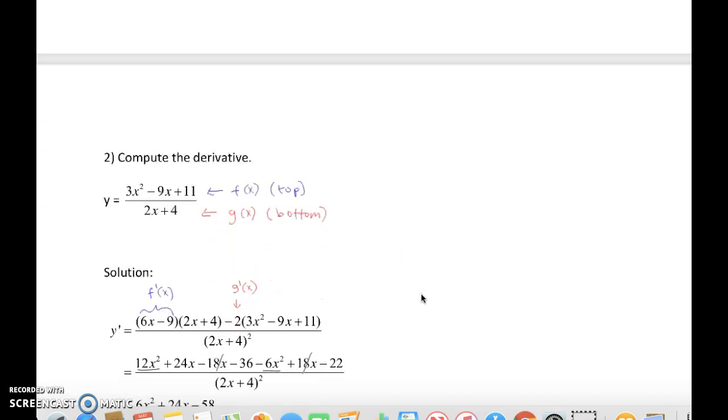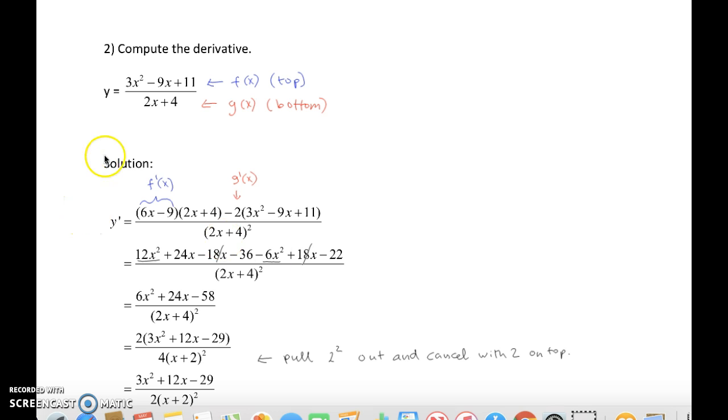Let's go ahead and look at a different one. So here we're going to take a trinomial. Then we have 3x squared minus 9x plus 11. And that's going to be our top. And we're going to divide it by 2x plus 4, which is our g of x, or our bottom function. All right. So taking the derivative of f of x, we end up with 6x minus 9. And we're going to multiply that by our 2x plus 4, which is our bottom function, or our g of x. And then we're going to subtract. Now, our derivative of g of x is just going to be 2.